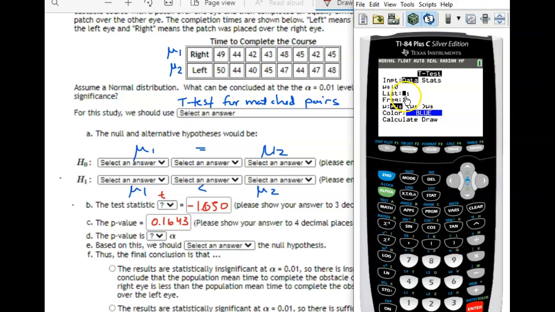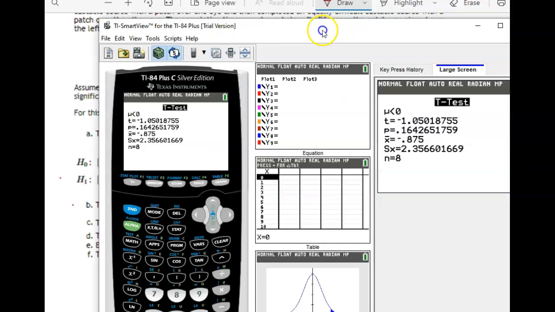We're not going to use list 1. We're going to use list 3 because list 3 has the differences in it. So we're going to do 2nd 3 to type in list 3 there. And we want to see if it's less. We want to see if the first mean is less than the second mean, so we choose the one that says less. Then we're going to calculate. We get a t-value of negative 1.050, which we got with StatCrunch, and a p-value of 0.1643. Yay, perfect. Cool.